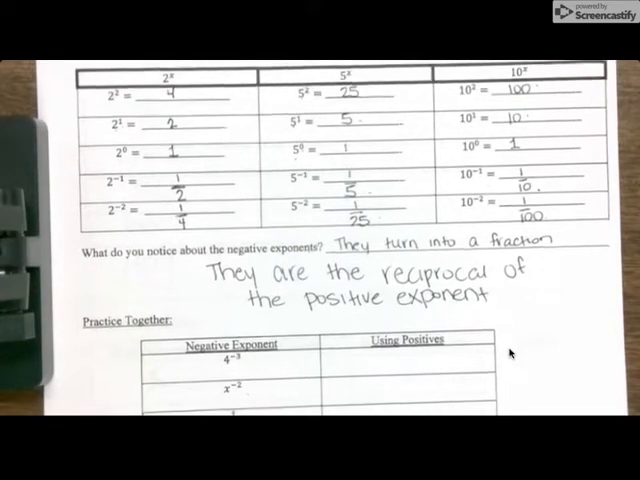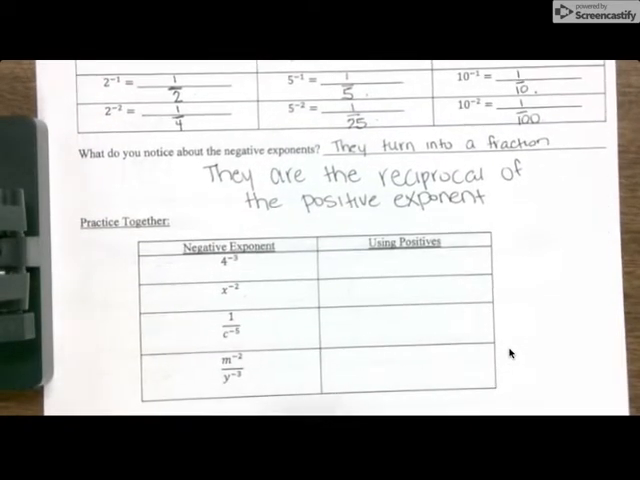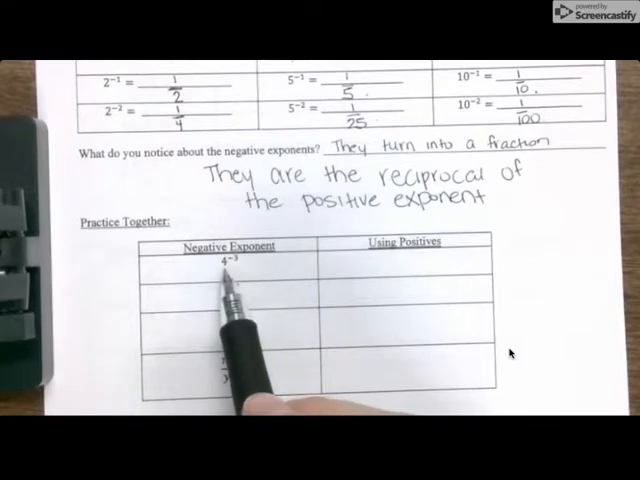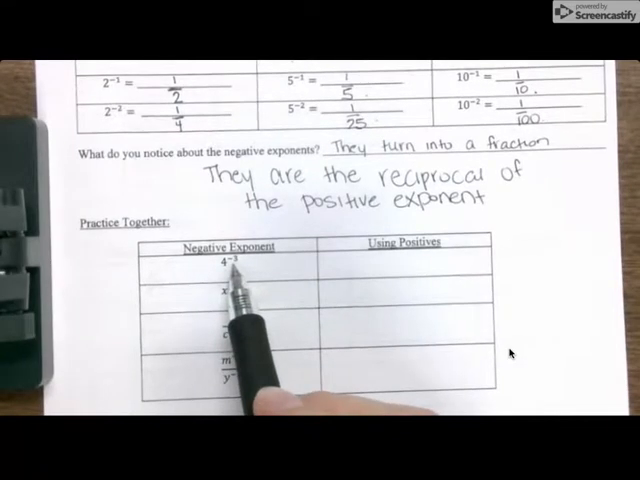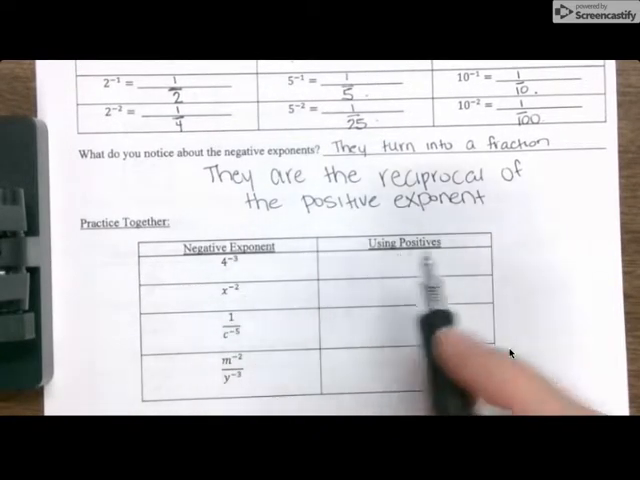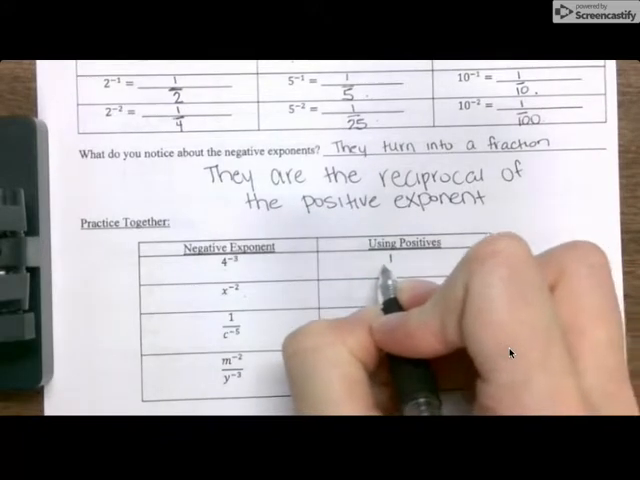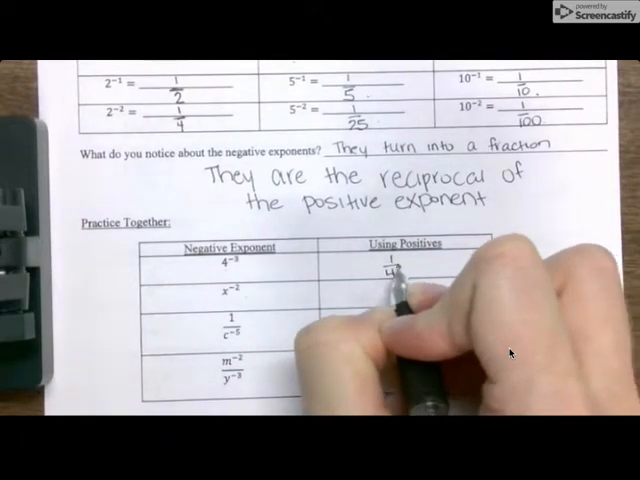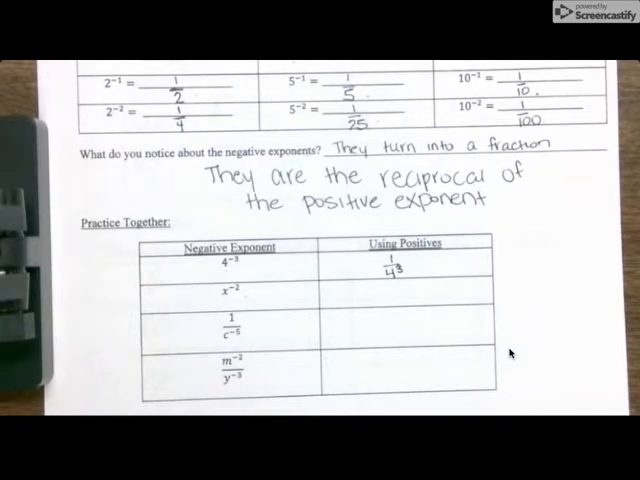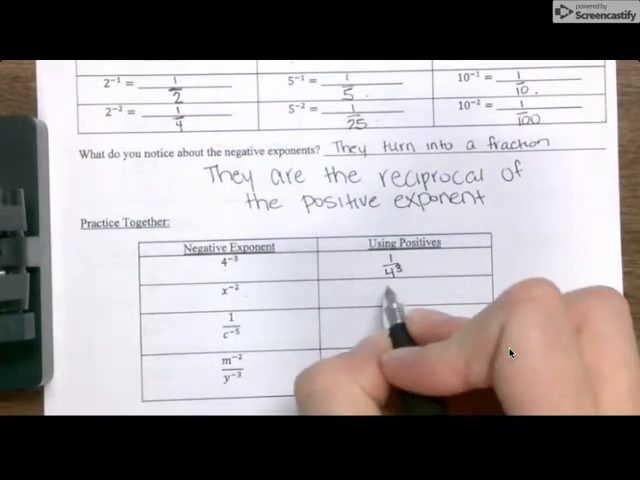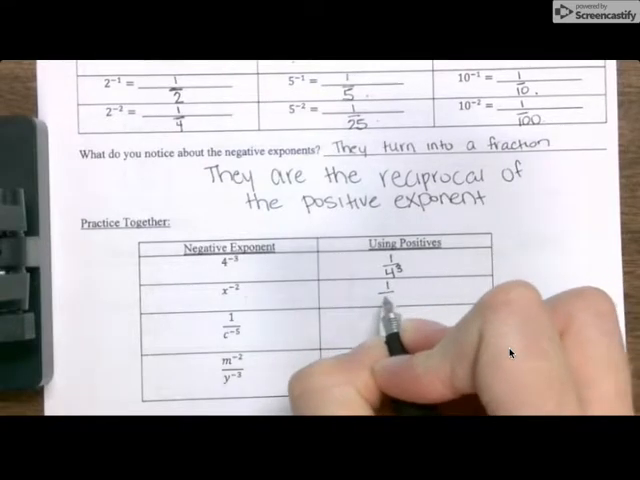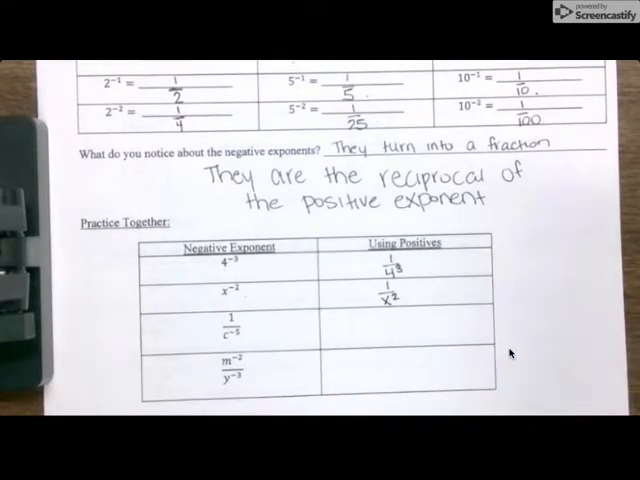So I don't want to solve anything. All I want to look at now is making that reciprocal. So it says 4 to the negative third. So using positive exponents, the reciprocal of that would be 1 over 4 to the third. x to the negative second. The reciprocal of that would be 1 over x to the second.